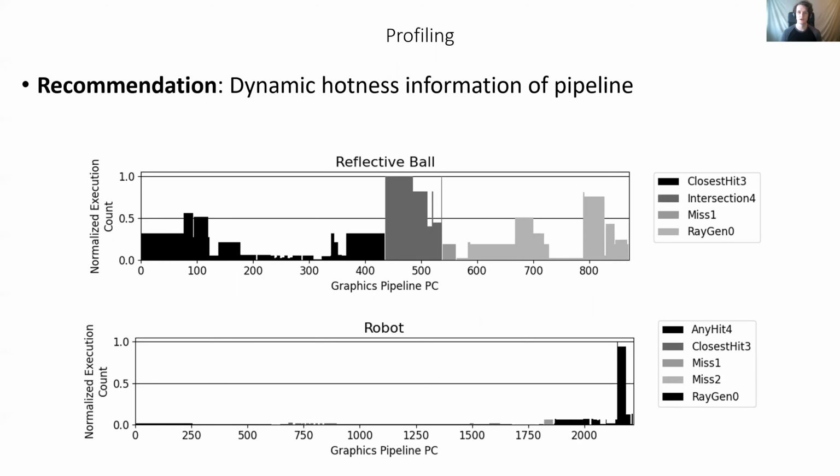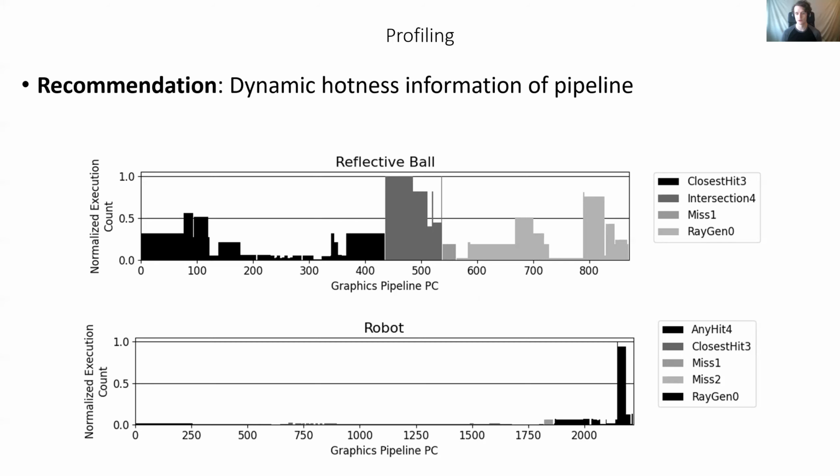So the first one is hotness information. So hotness is the runtime execution count of each instruction. And we show here two graphs from different ray tracing applications with the hotness information on the y-axis and the instruction or pipeline PC on the x-axis. So the middle graph shows a fairly normal looking graph where there aren't too many tall peaks or things that absolutely dominate the runtime execution count.